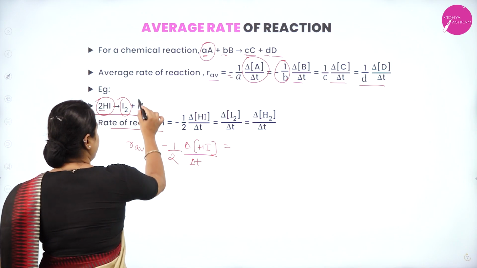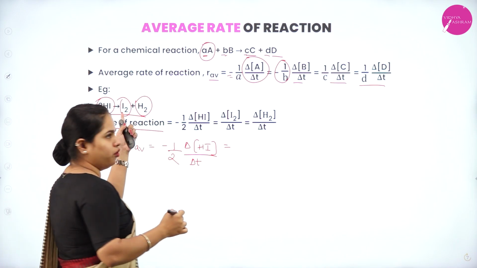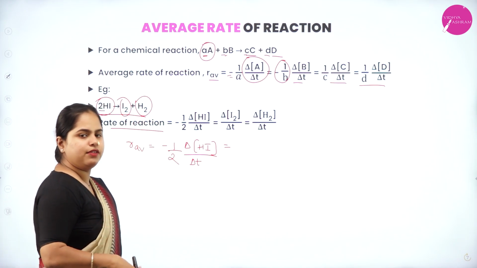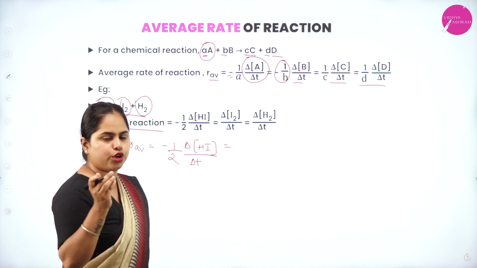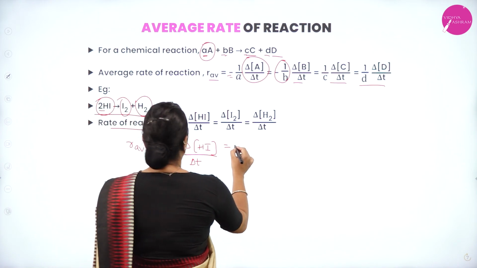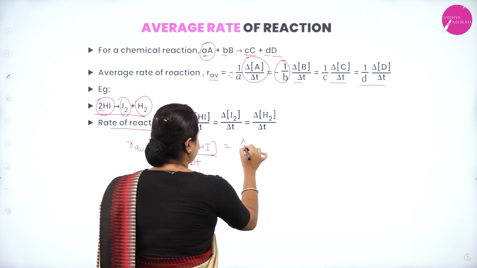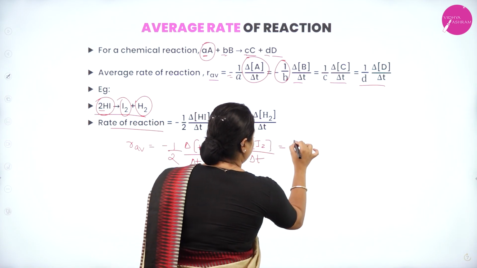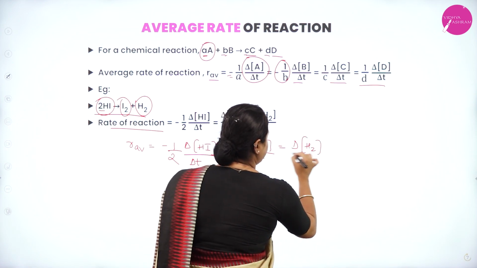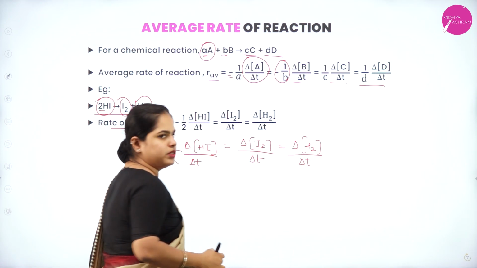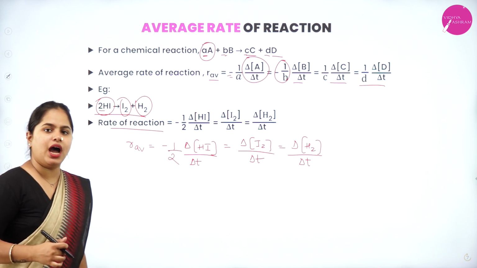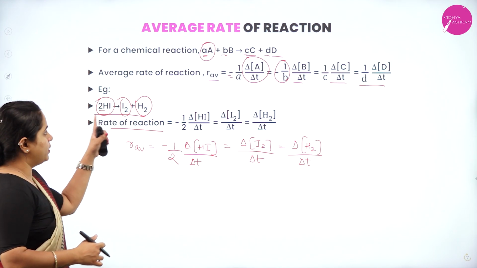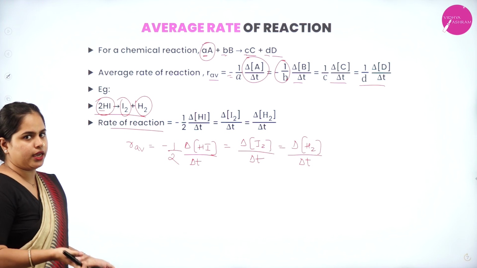now which are the products here? Iodine and hydrogen, right? Are there any coefficients here? No. So it is 1 by 1 itself, so you need not write 1 by 1. And there is no negative sign also. So it will be delta I2 by delta T, which is equal to delta concentration of hydrogen gas by delta T. So I hope this is clear. This is how you mention the average rate of the reaction. Whichever coefficients you have, you have to take an inverse of that.